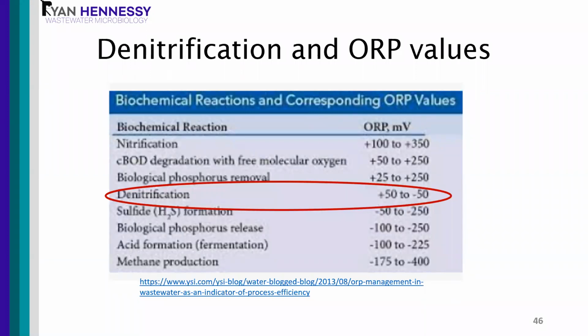So when you look at denitrification and ORP values, generally I like to say negative DO, and if you start to get lower than about minus 100 for the ORP, then it's very common that the nitrate is all depleted at that point in time.